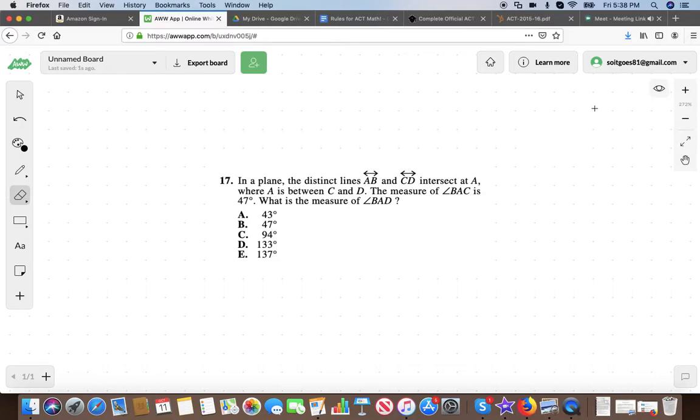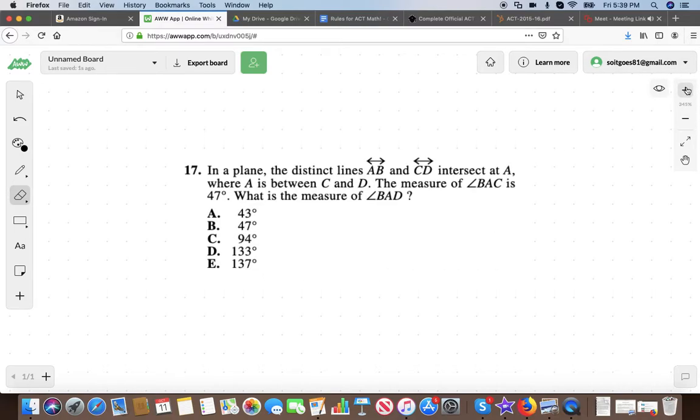Question 17. Go ahead and read this for me, please. In a plane, the distinct lines AB and CD intersect at A, where A is between C and D. The measure of angle BAC is 47 degrees. What is the measure of angle BAD? Yikes. A lot going on here. We're going to have to draw a picture. Without drawing a picture, I can't even begin to understand what's going on with this question.